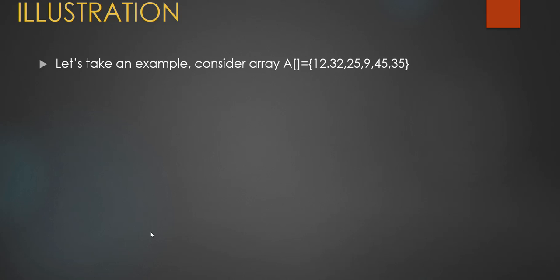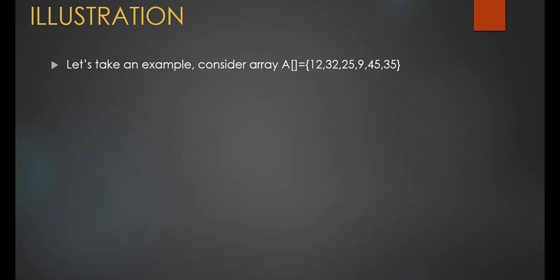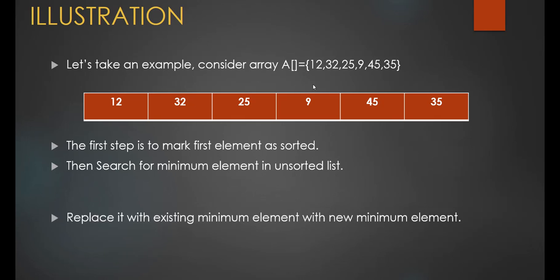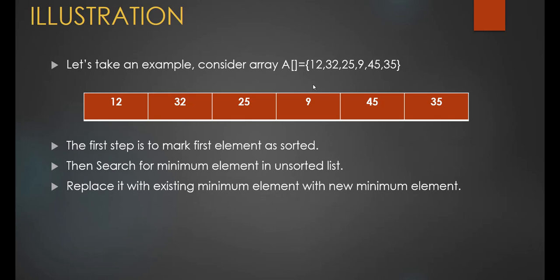Let's discuss selection sort with an example so that it will be easy for us to understand this concept. Here I am taking this unsorted array. What does the algorithm tell? The first step is to mark the first element as sorted. Then search for the minimum element in the unsorted list.